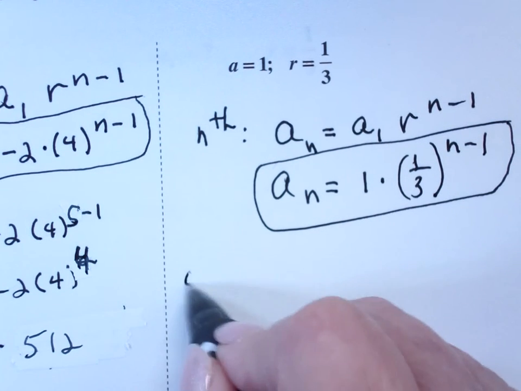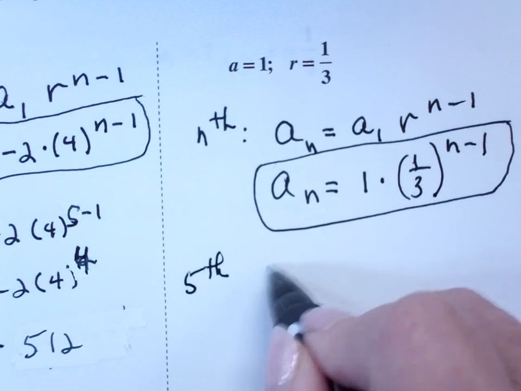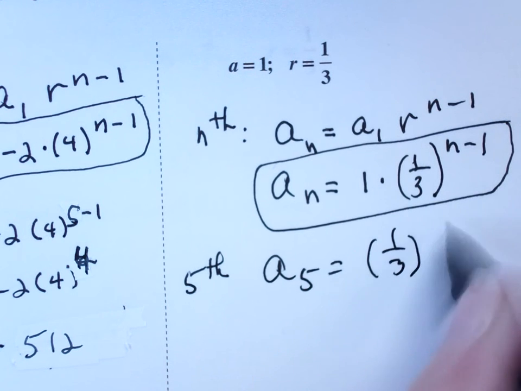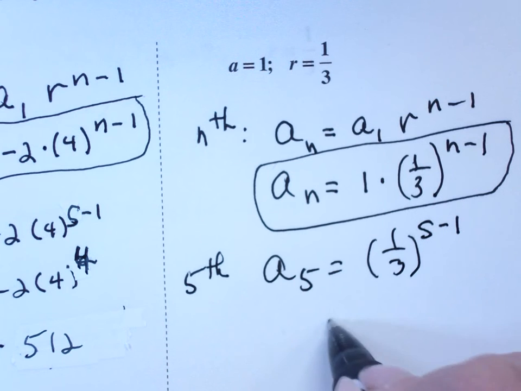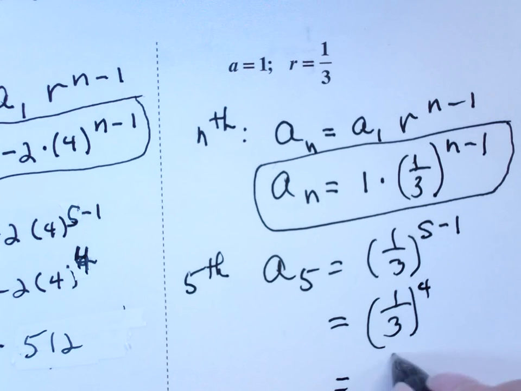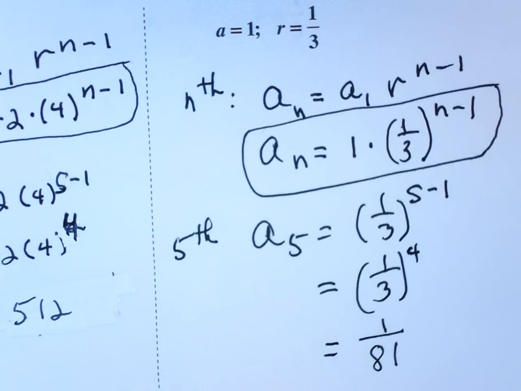I want the 5th, let's get this right this time, a sub 5 equals 1/3 to the 5 minus 1, which is 1/3 to the 4th, which is 1/81. Small number.